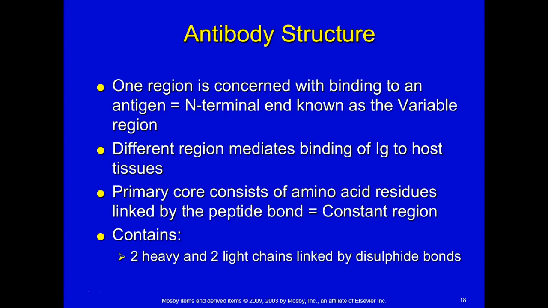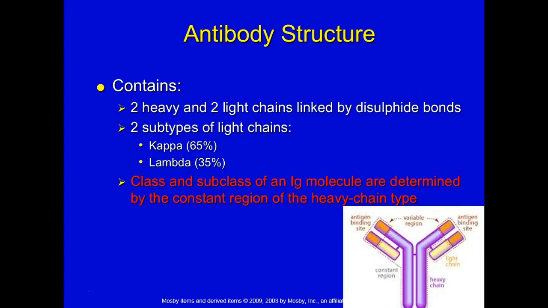All right, so we talked very briefly in the beginning about the antibody structure, right? We talked about the Fab hands, the jazz hands that grab onto those antigens. But there are other parts and pieces as well. So one region is concerned with the binding of the antigen. Okay, that's the variable region. And we also have a primary core that consists of amino acid residues called the constant region. The constant region contains 2 heavy chains and 2 light chains linked by disulfide bonds.